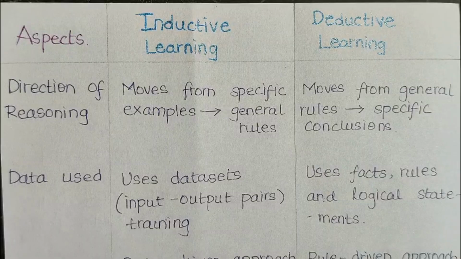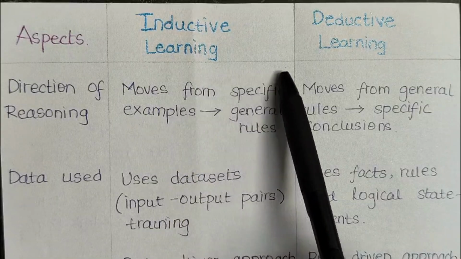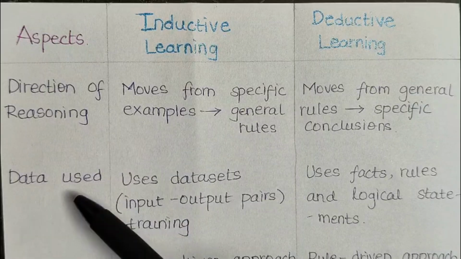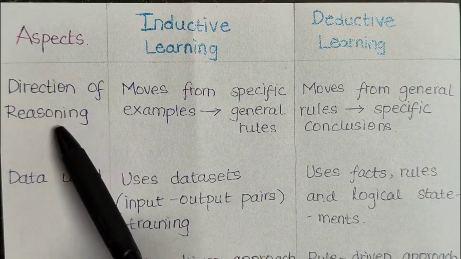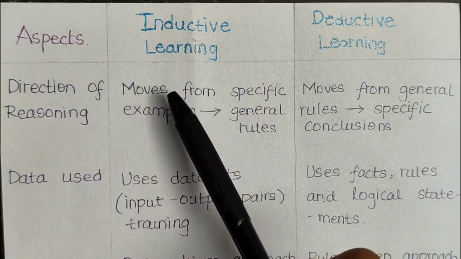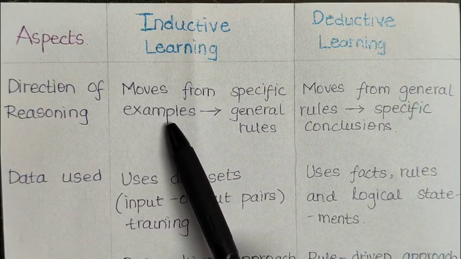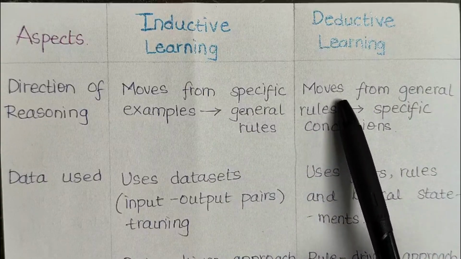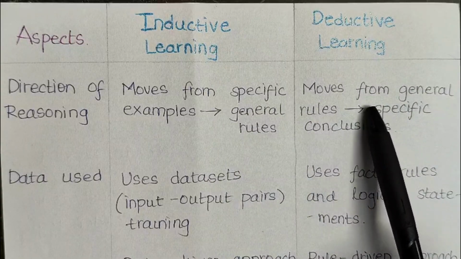In today's video, we will learn about the difference between inductive learning and deductive learning. We will learn 10 main differences. The first one is direction of reasoning. Inductive learning moves from specific examples to general rules. Deductive learning moves from general rules to specific conclusions.